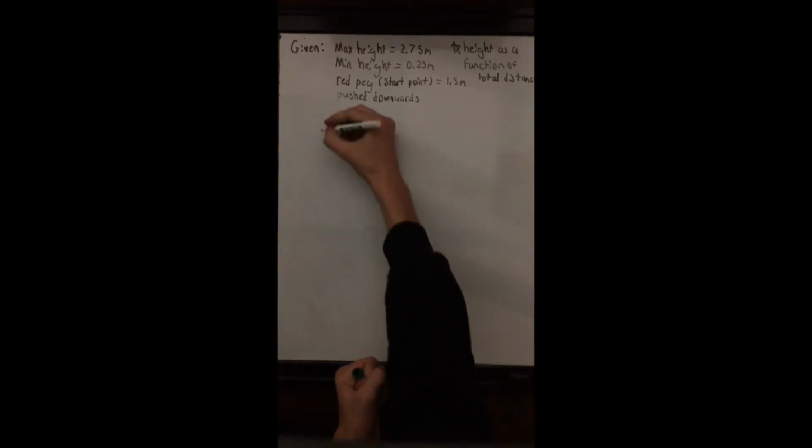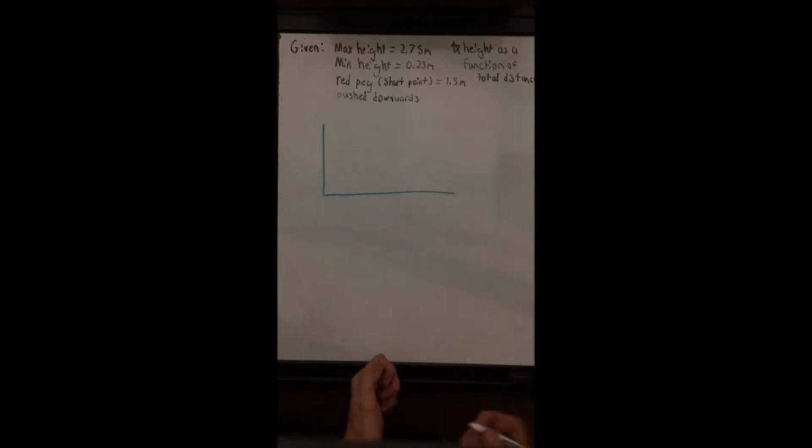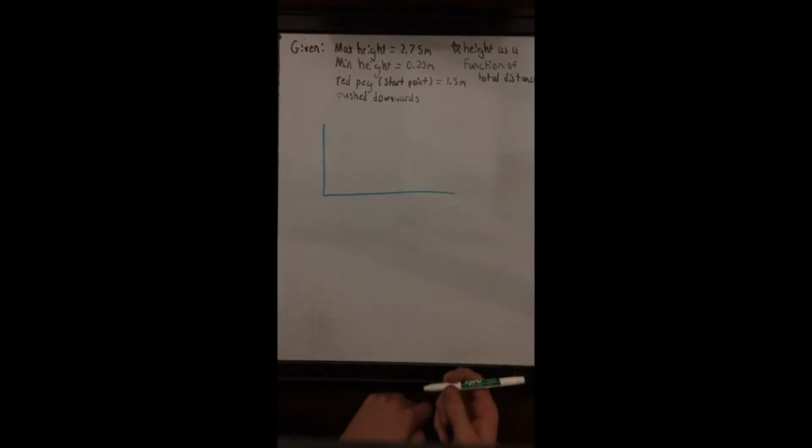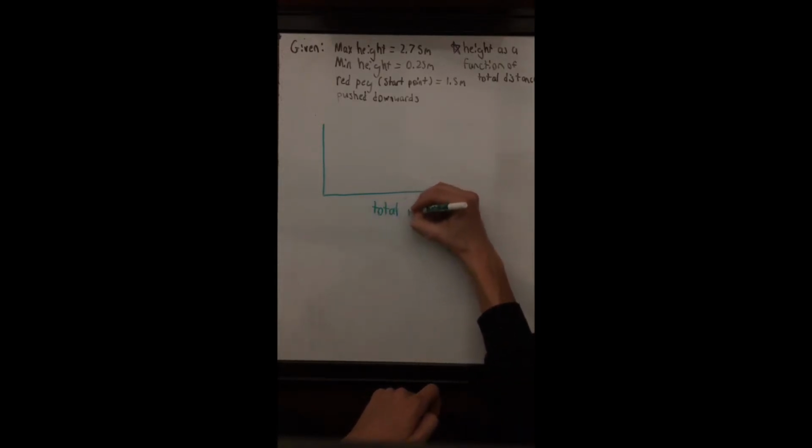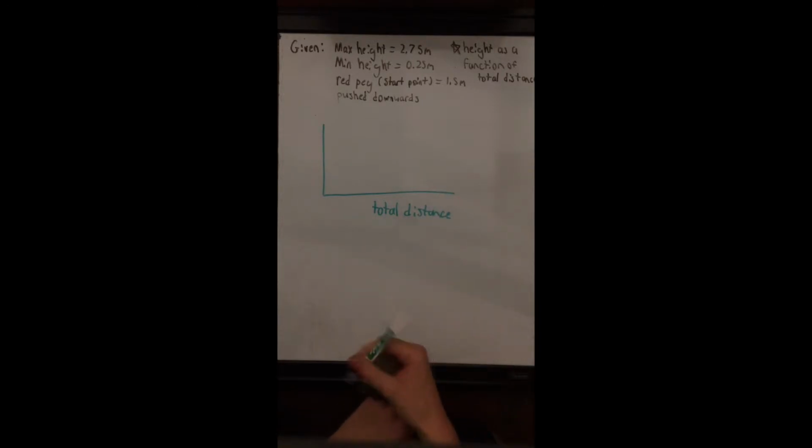So, to start, we can begin with a simple showing of the graph, knowing that the x-axis is going to be labeled total distance, and the y-axis is going to be labeled height.